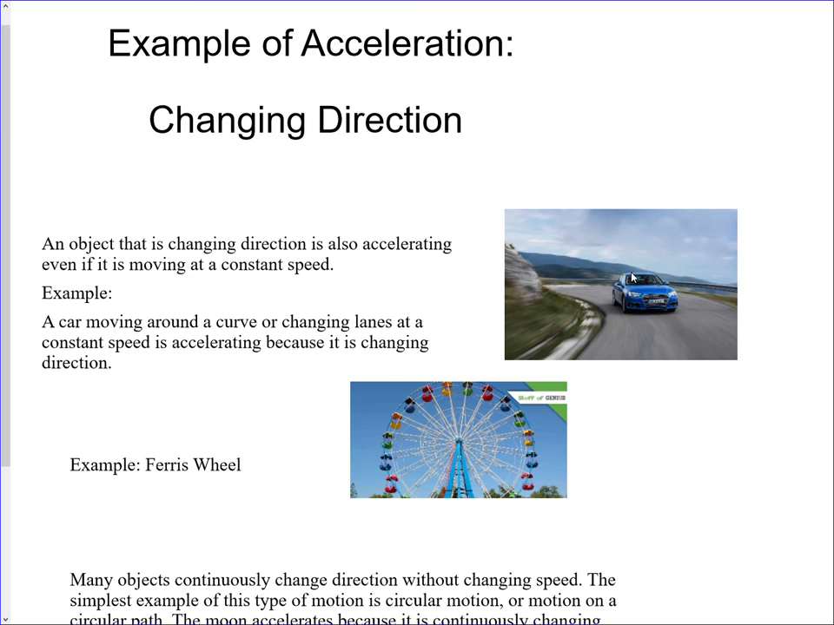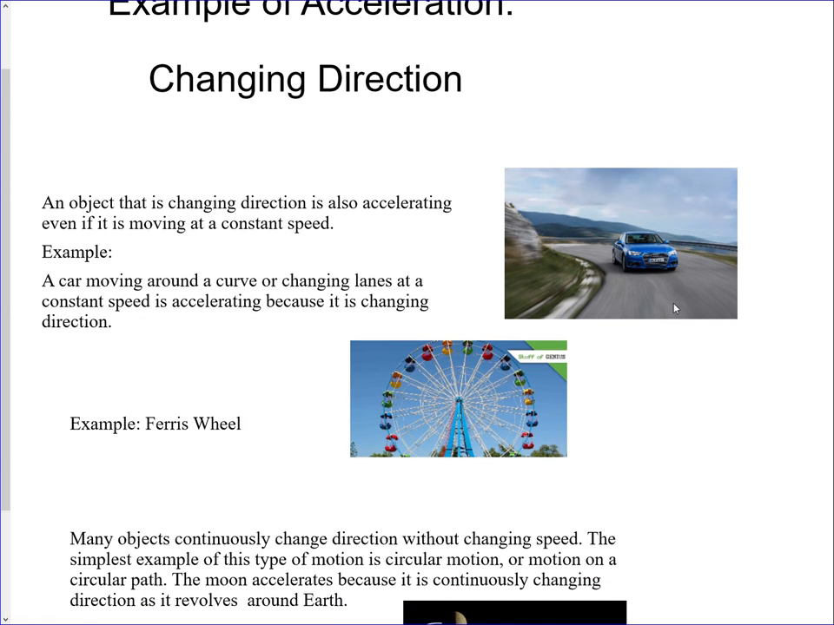even if the car is staying at a constant speed, let's say 65 miles per hour, if it's moving around that curve, it's changing its direction, right? If it's not going completely straight, it has to follow along with the road, so it's curving. So it's changing its direction, which means the car is accelerating even if it's staying at the same speed.